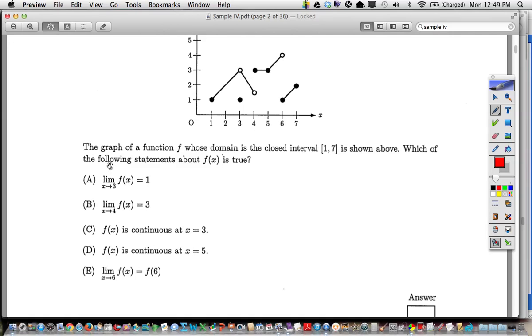As x approaches 4, the limit is 3. What's the limit as x approaches 4? Does not exist. This car is down here somewhere. This car is up here at 3. Limit does not exist. Cars don't meet. So we haven't found one that's true yet. Is f continuous at 3?